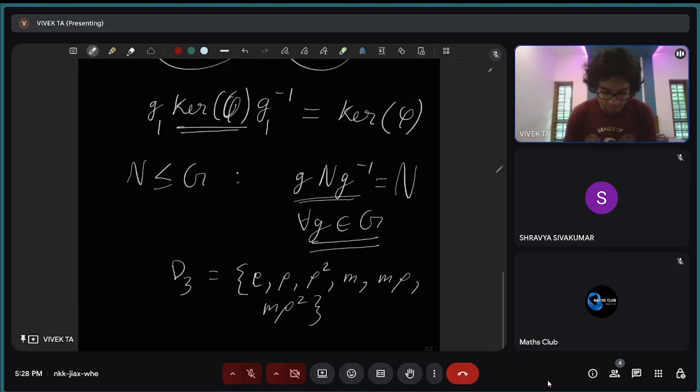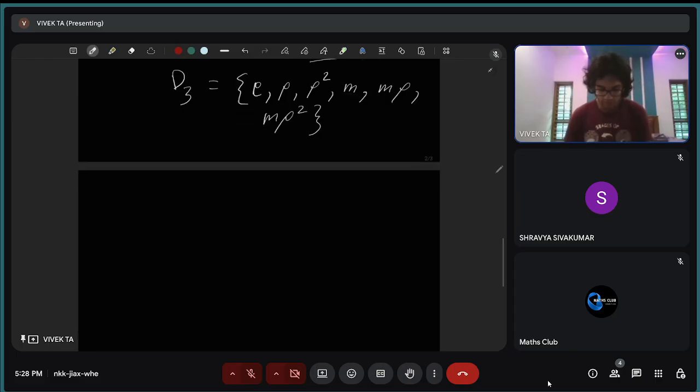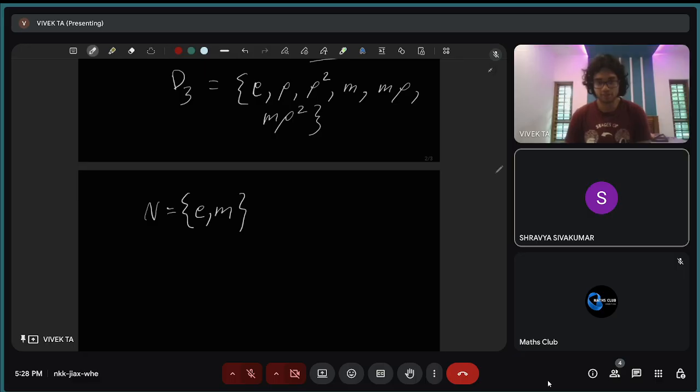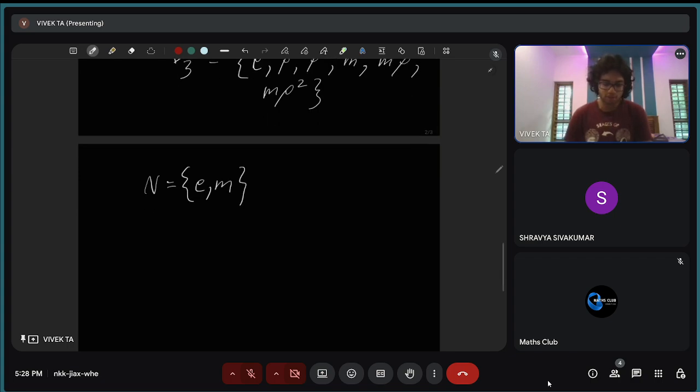Now, if I take a subgroup of this, let's say just E and M. This is a subgroup. Can you see that? Yes. Because M square is just going to be E. So this is a subgroup.